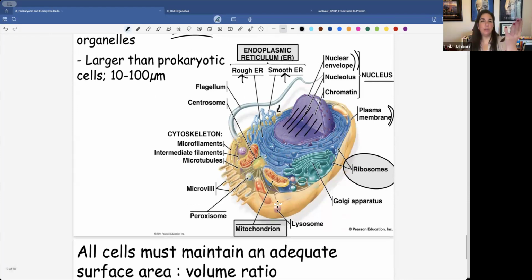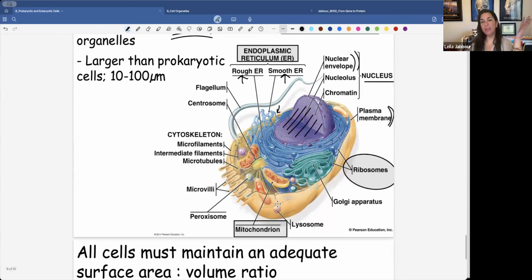So this is just to give you an overview of prokaryotic cells versus eukaryotic cells. They're very different. As you can see, eukaryotic cells have a lot of special things in them. Basically, those are like mini compartments within the cell where a specific function is taking place in every single one of these compartments.